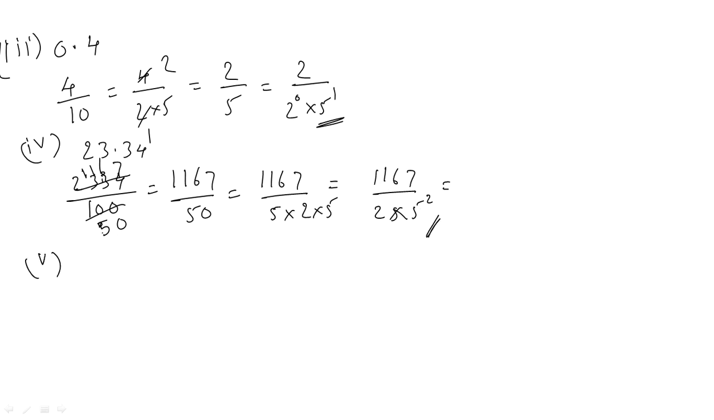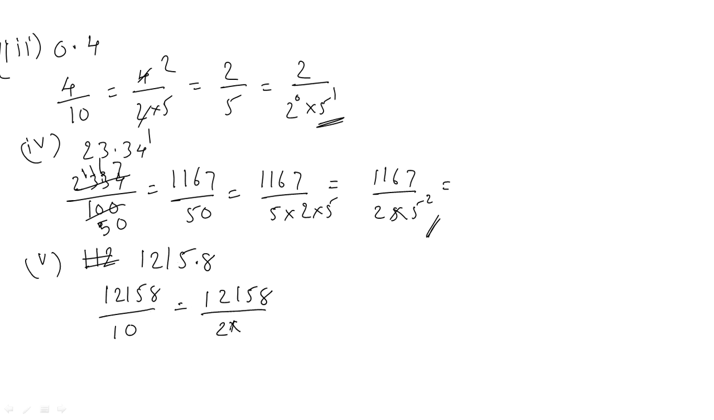What is the fifth problem? The fifth problem is 1 to 1. Sorry, wrong question. 1 to 1 5.8. So can I write it as 12158 by 10? So it can be written as 12158 by 2 into 5.